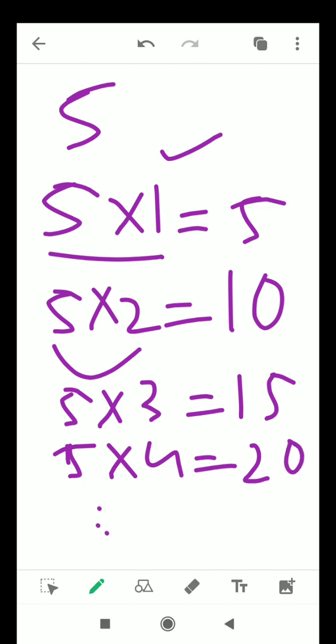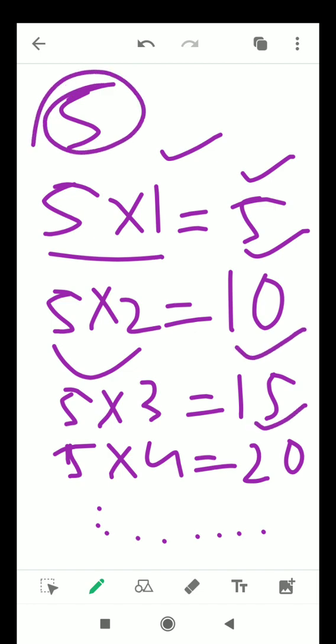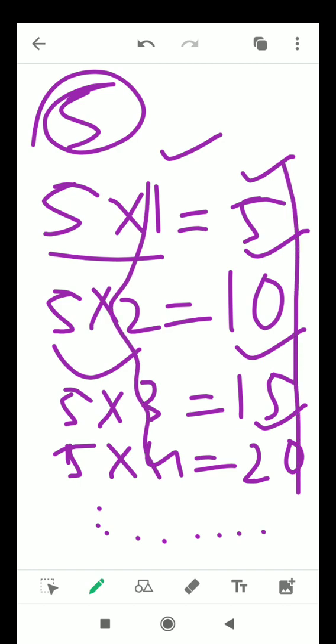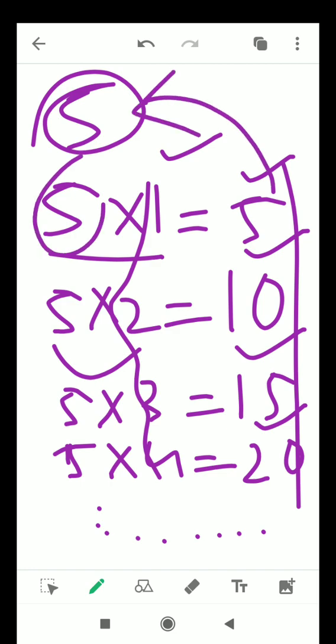And in such a manner, it will go on and on. So this number which we have already got over here, after multiplying a fixed number with the natural numbers, and this number in the right side will be called the multiple of 5, because 5 as a number is multiplied to all the natural numbers.